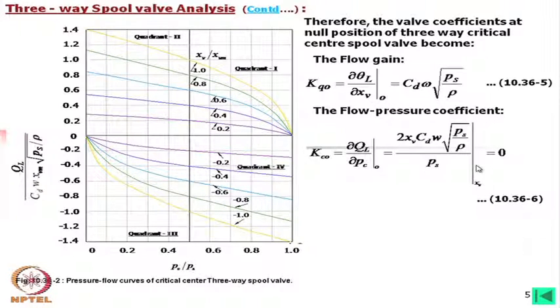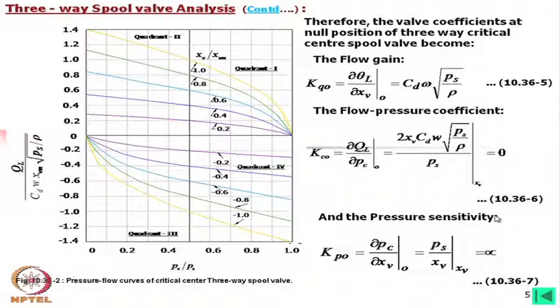Next, we will look into the flow pressure coefficient. The flow pressure coefficient is written in this form, this is W, this also will be W, not omega. Now, the pressure sensitivity can be written in this form. Now, what we find is that at null positions, looking into this curve, this will be 0, whereas the pressure sensitivity, which is actually this divided by this, will become infinity, because this will have some value, whereas this will become 0. Which means pressure sensitivity at the null position is infinity, meaning highly sensitive at the null position.